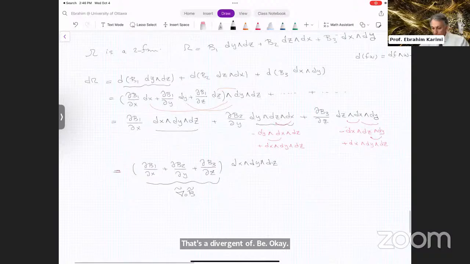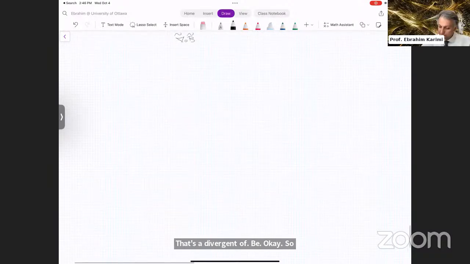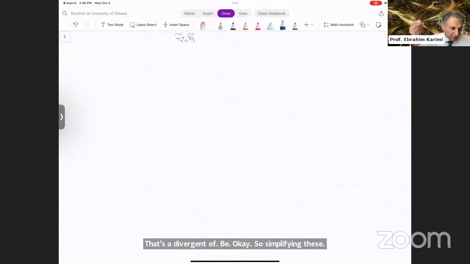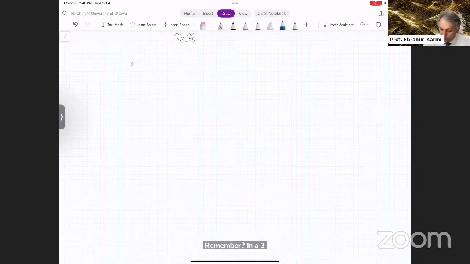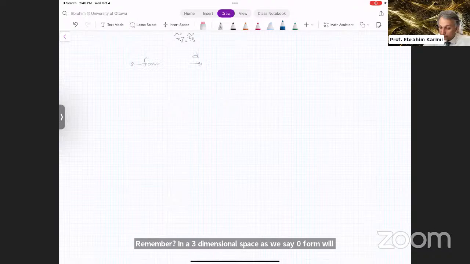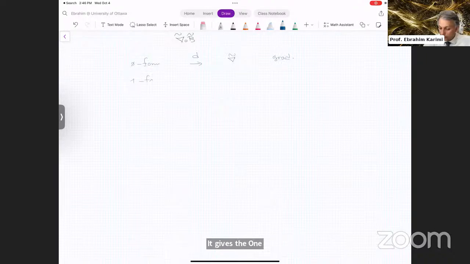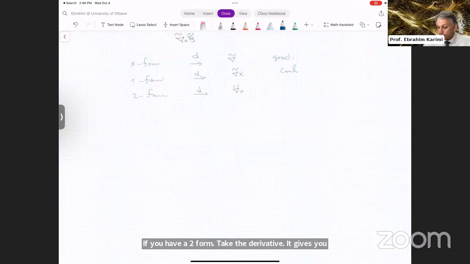So simplifying this, remember, in a three-dimensional space, the derivative of a zero form gives the gradient. If you take the derivative of a one form, it gives you the curl. If you have a two form and take the derivative, it gives you the divergence.